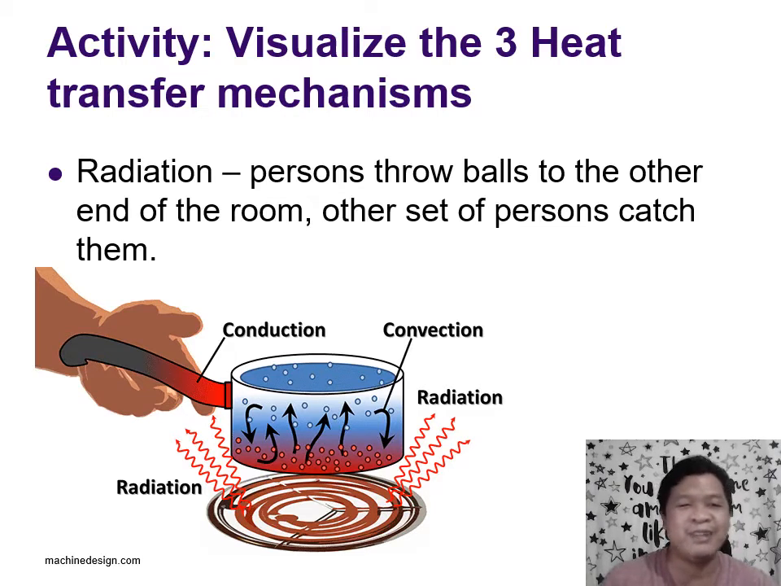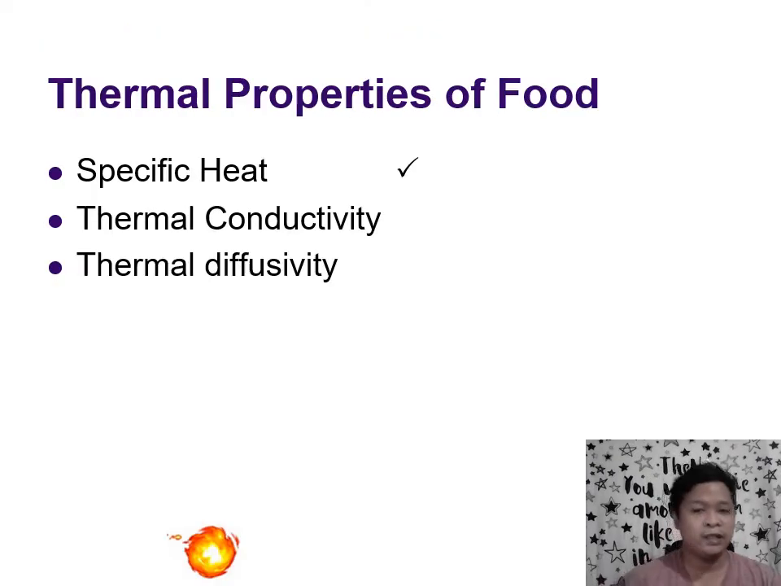Alright, so anyway, we'll discuss these heat transfer mechanisms in the latter part of this module. And may accompanying equations na yun. That's why we have to very easily visualize what happens at the molecular level. Let's discuss some thermal properties of food. You're all familiar with specific heat since your early chemistry days, so we'll skip that.